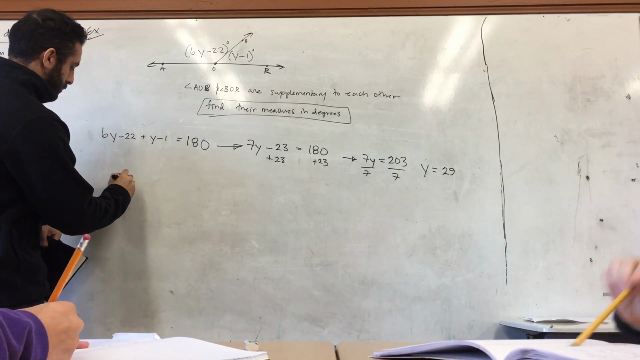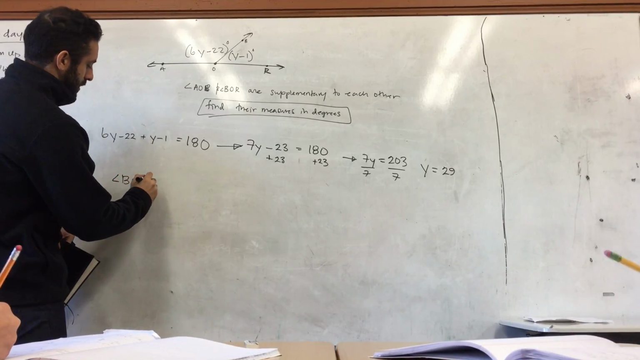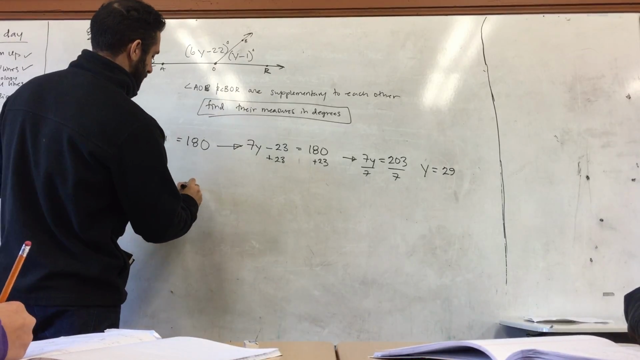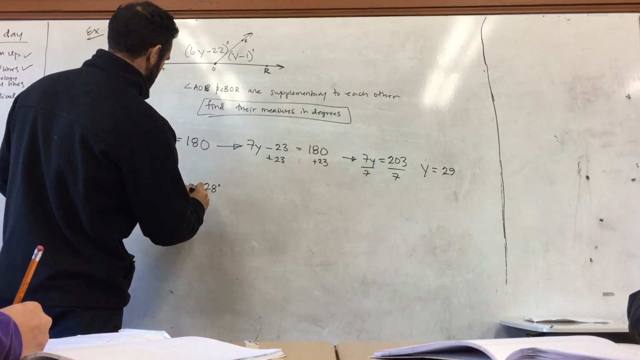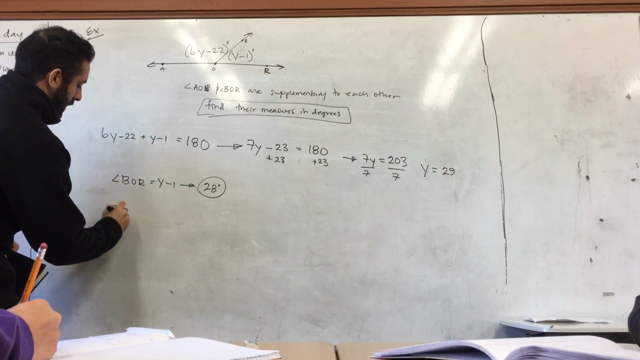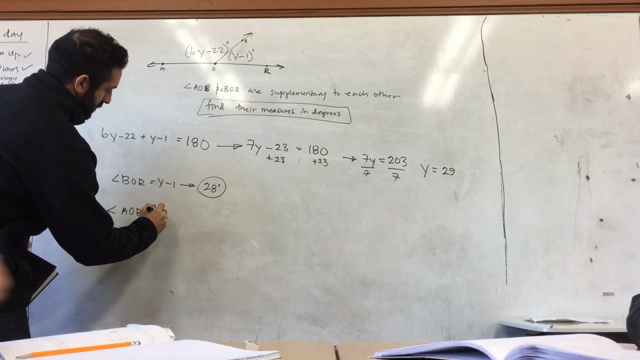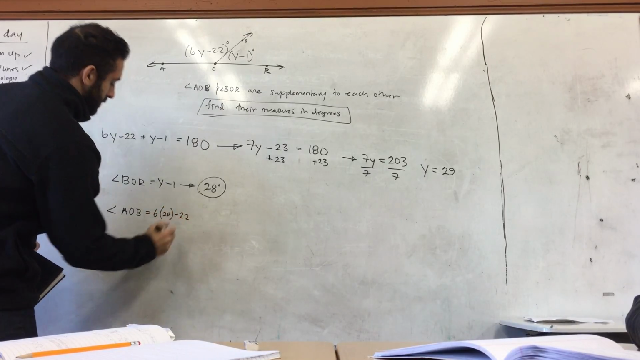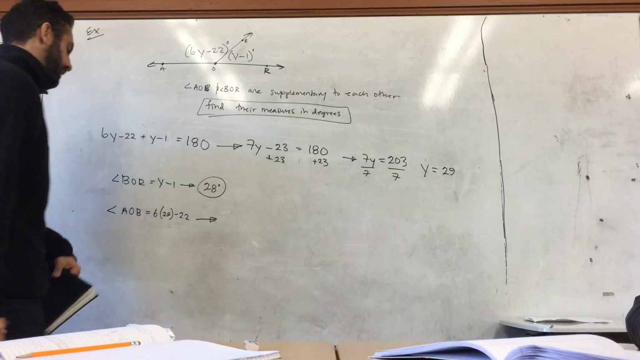Angle BOC is equal to y minus 1, so it's going to be 28 degrees. And then angle AOB is equal to 6y minus 22. 6 times 29 minus 22. Alright, can someone do that for me? What's 6 times 29 minus 22?